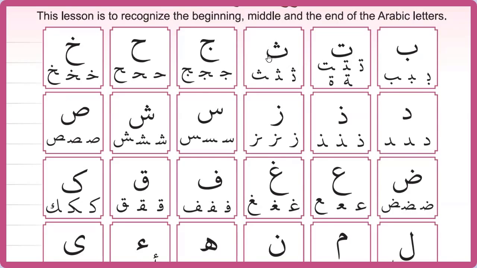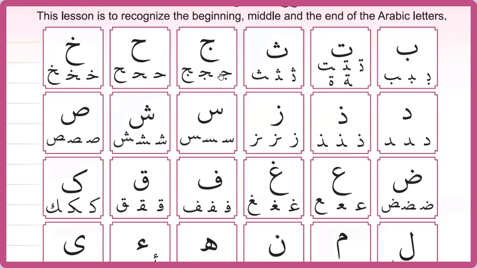And now the third letter, tha, is also like a boat with three dots on top of it. You can see that the beginning, middle, and end shapes are kind of the same, right? But you can notice the differences between the dots, right? Ba has only one dot at the bottom, ta has two dots at the top, and tha has three dots at the top.